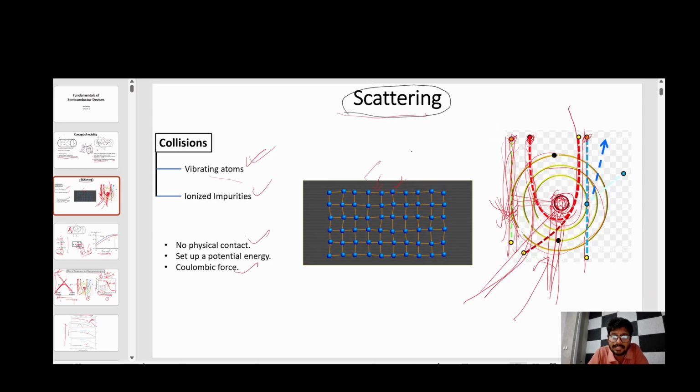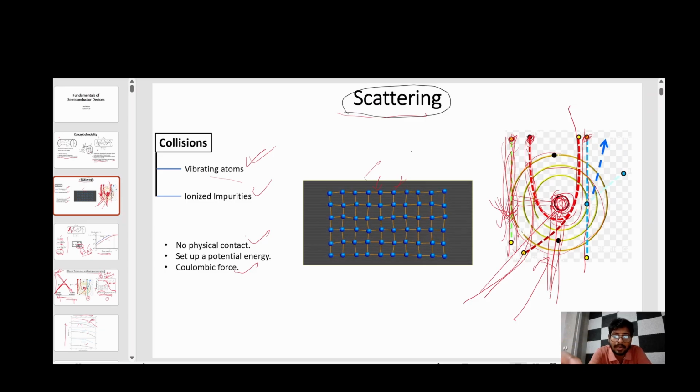V D is equal to mu E. Now let us come to the scattering, because the mobility depends on the scattering. And how does that depend on the temperature, increase or decrease? How does the scattering happen inside a semiconductor?